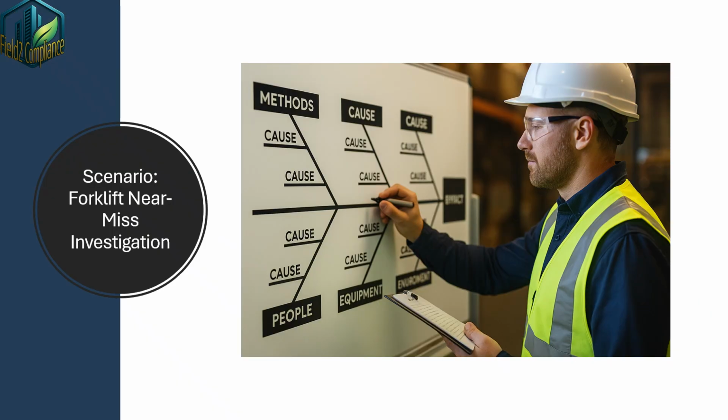Picture this. A forklift nearly hits a pedestrian. Using a fishbone diagram, you'd look at people. Was training complete? Environment. Was lighting poor? Equipment. Were brakes worn? You're not pointing fingers. You're connecting the causes. The goal? Prevent recurrence by correcting the system, not the person.